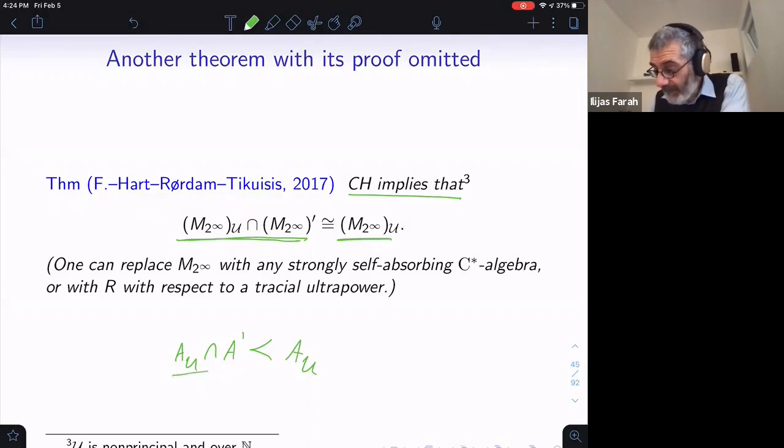As I said before, this is not necessarily countably saturated for any separable C*-algebra, but for the CAR algebra it is. And if you are into classification, you know the definition of strongly self-absorbing C*-algebras, the theorem applies to all of them. And also to the hyperfinite II_1 factor with the trace ultrapower.